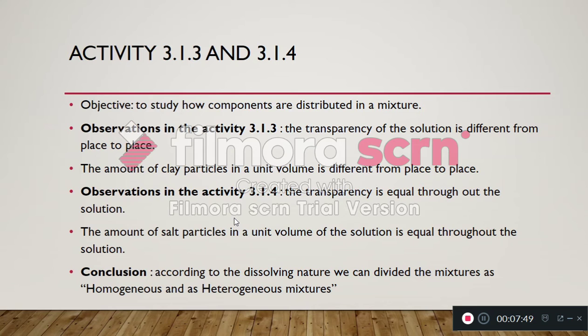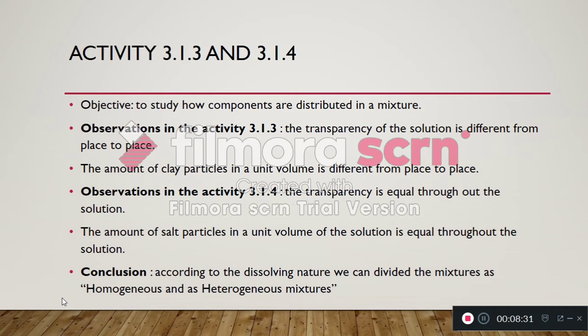Then take 2 drops of the solution, one from the upper part and the other from the bottom. Place these two drops on a metal sheet and remember to mark them as A and B respectively. Then let them evaporate. You will see more residue on spot B, which is taken from close to the bottom, so you can conclude that the amount of clay particles per unit volume is different from place to place in this mixture.